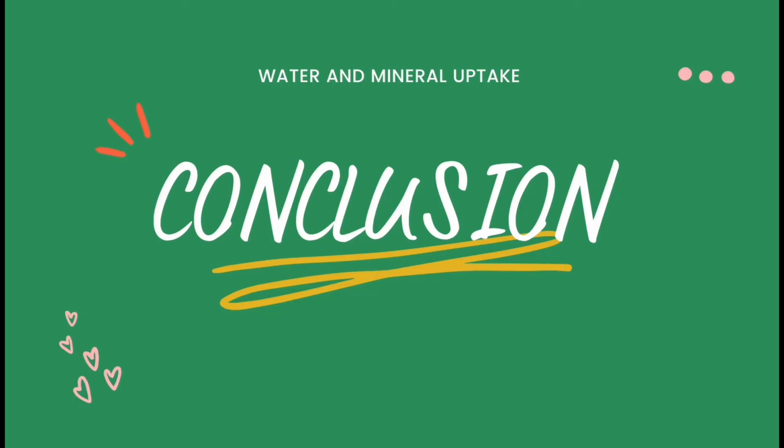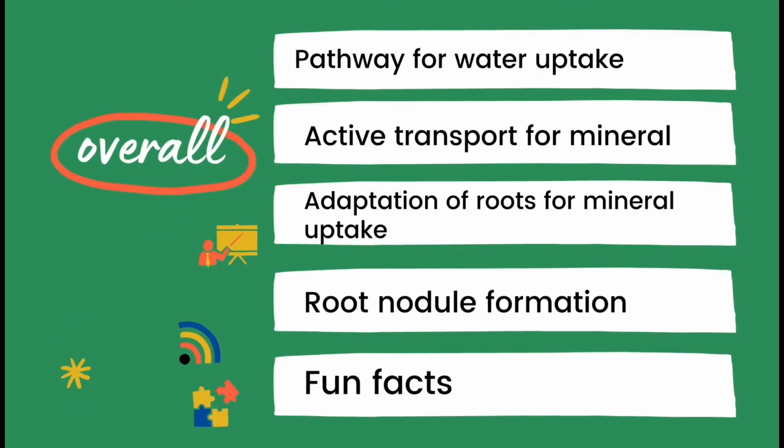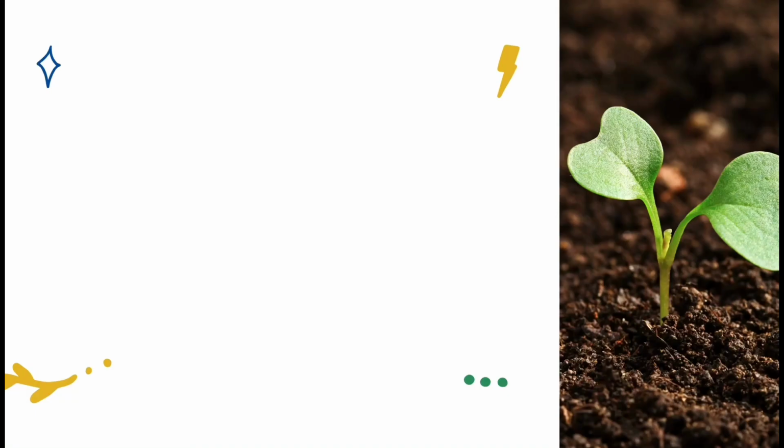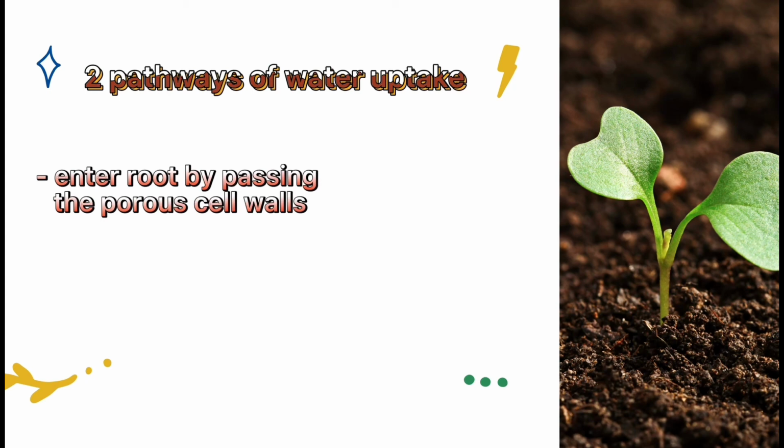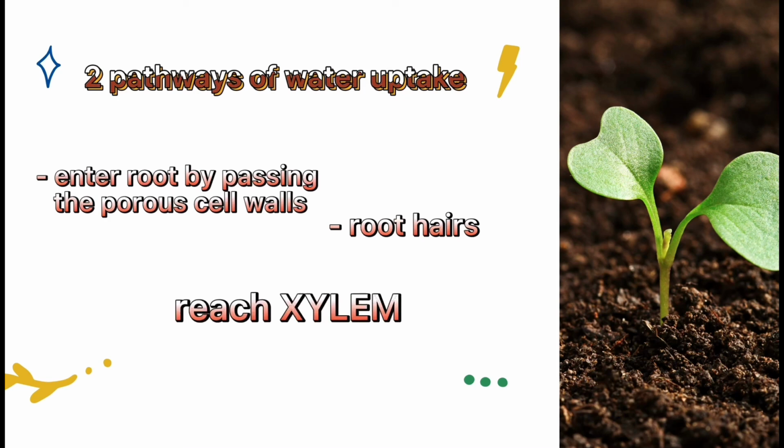Conclusion for water and mineral uptake. Main ones are pathways for water uptake, active transport for minerals, adaptation of roots for mineral uptake, root nodule formation, and some fun facts. We learned that there are two pathways for water uptake. One, they enter the root by porous cell walls, and two, they enter by root hairs, where both of these pathways will end up in xylem.